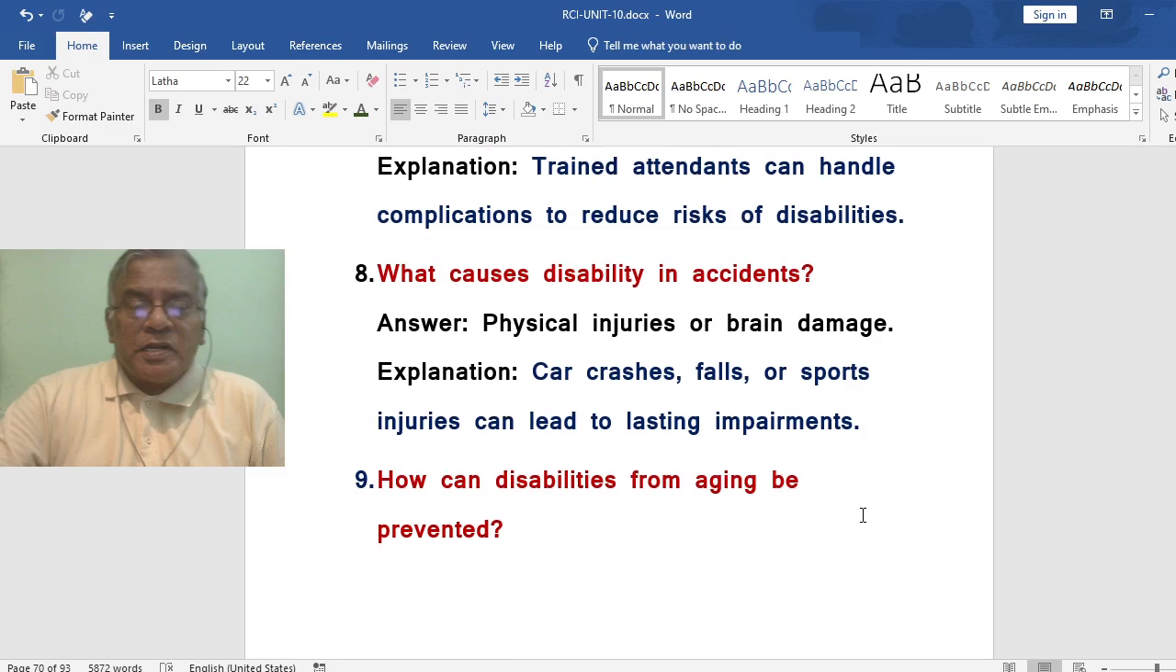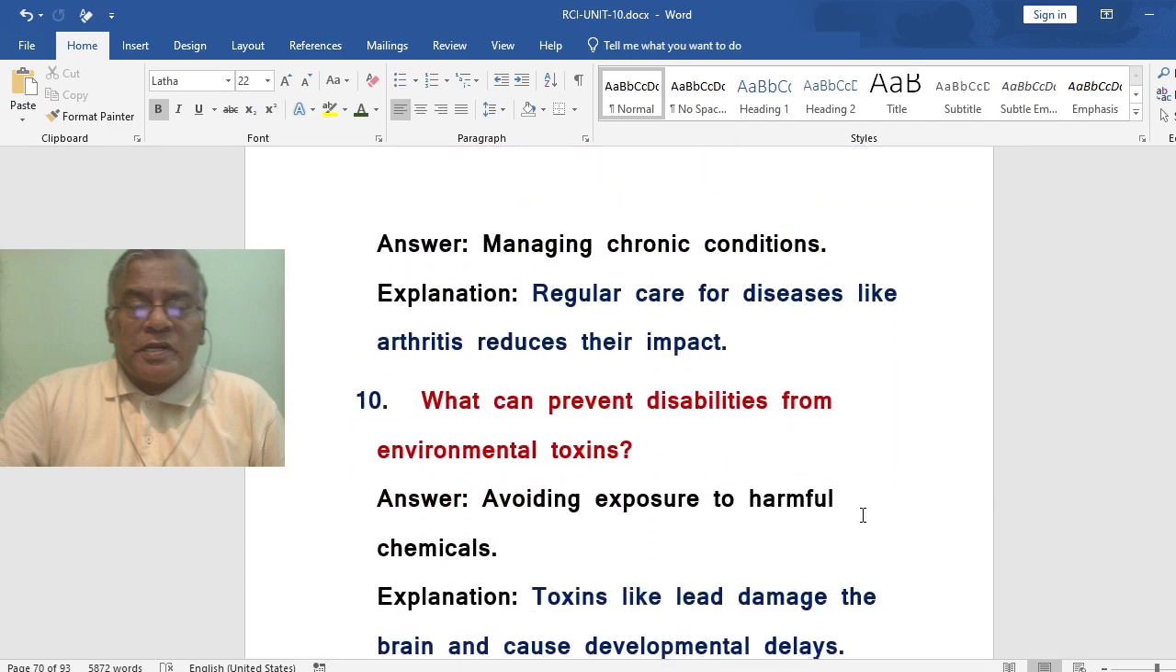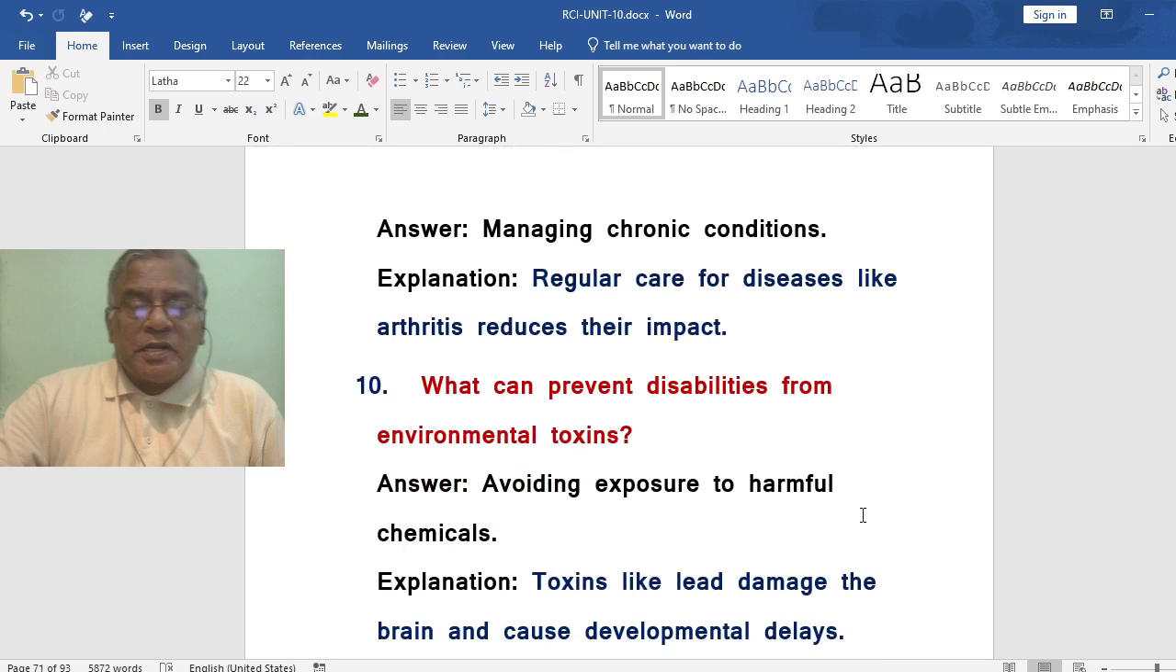What causes disability in accidents? Physical injuries or brain damage. Car crashes, falls or sports injuries can lead to lasting impairments. How can disabilities from aging be prevented? That is managing chronic conditions. Of course, as we are aging, we will get into some sickness or other, but if there are chronic conditions, you can manage them. You can be very healthy even in old age. So managing chronic conditions. Regular care for diseases like arthritis reduces their impact.